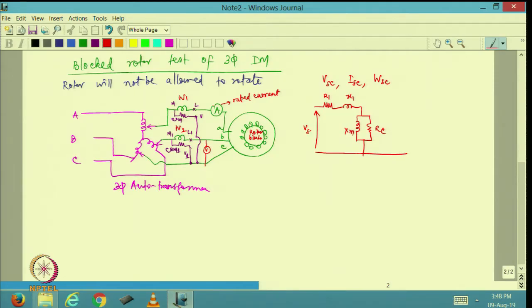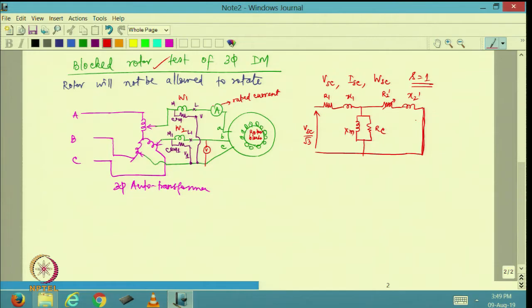Here is what I am applying as VSC, and if I look at this, it is VSC by root 3. In fact, if I assume this is a star connected induction motor, I am going to have essentially this as normally R2 dash by S, but S is 1. So, I can write it to be R2 dash and this is X2 dash, and the rotor is already short circuited. So, isn't it very similar to the short circuit test of a transformer?